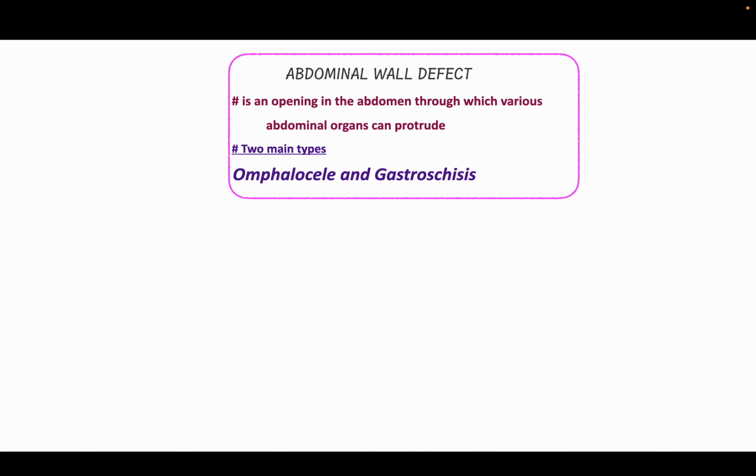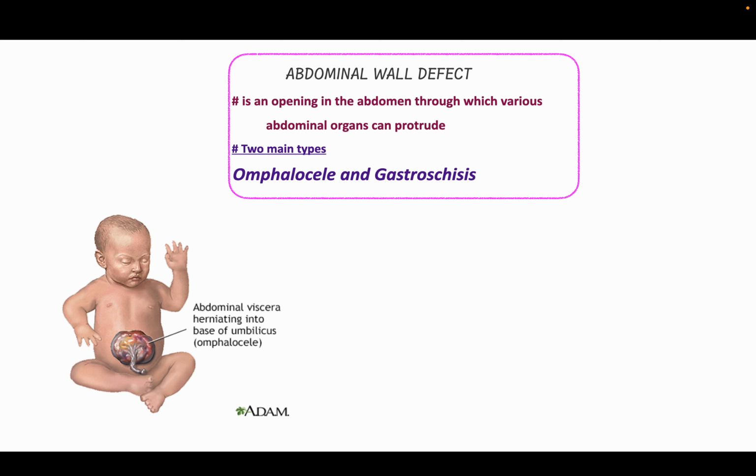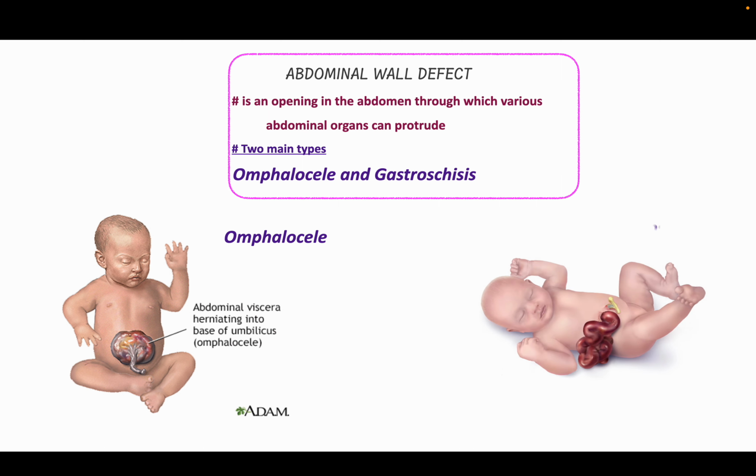Now, keeping in mind the development of the anterior abdominal wall, we will discuss the defects. So what are these abdominal wall defects? It is an opening in the abdomen through which various abdominal organs can protrude. Basically two main types are there, that is Omphalocele and Gastroschisis. You can have a picture. This is Omphalocele. The abdominal viscera is herniating into the base of the umbilicus. And this is Gastroschisis. This picture shows the Gastroschisis and Omphalocele.